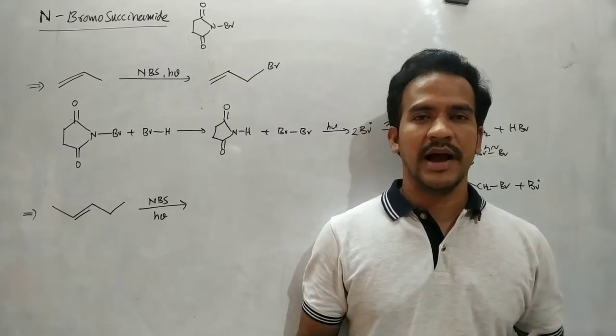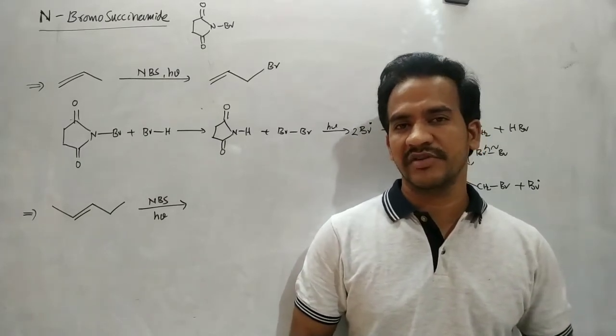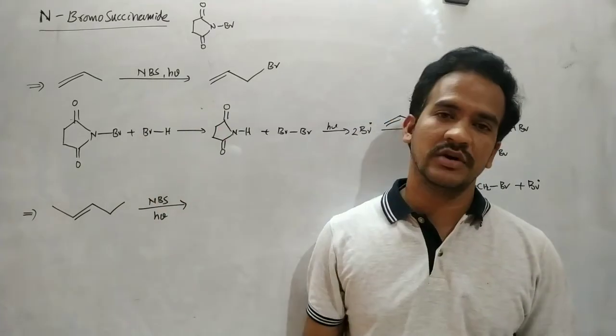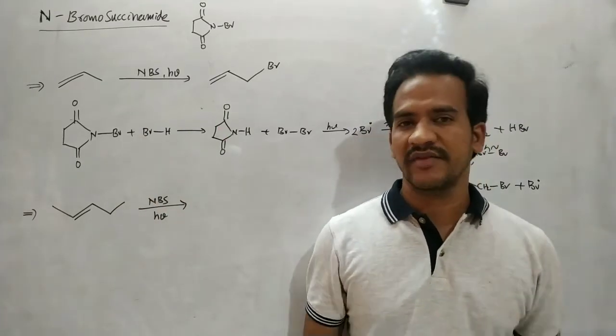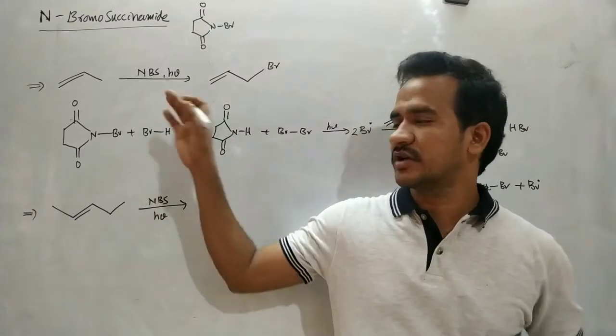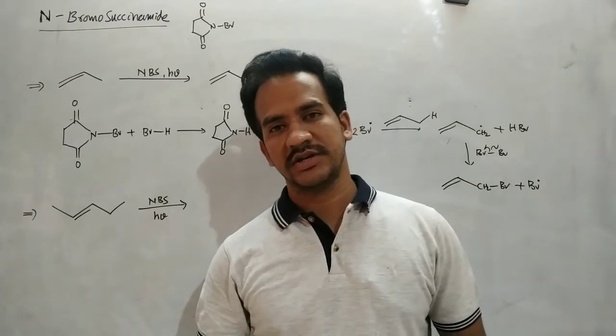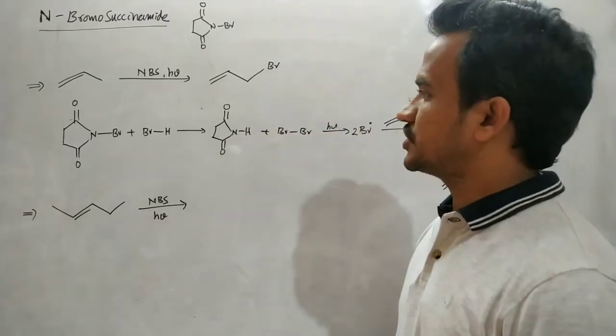Benzylic hydrogens and allylic hydrogens are replaced by bromine by reacting with N-bromosuccinimide under the effect of heat or photolight. Actually, it is a free radical substitution reaction.